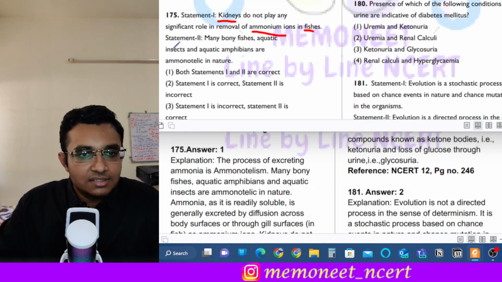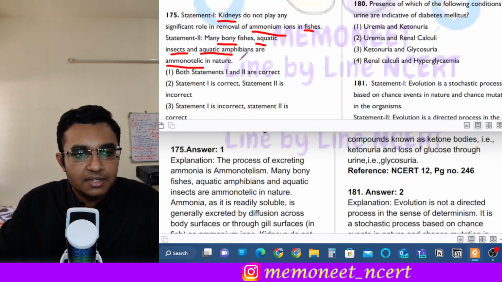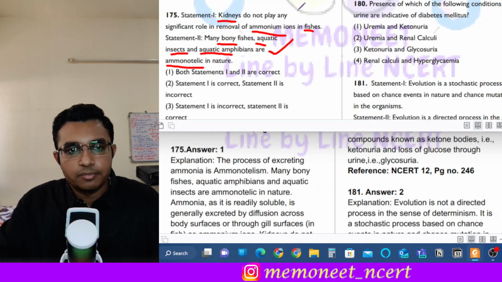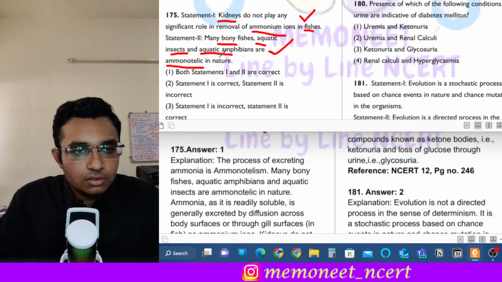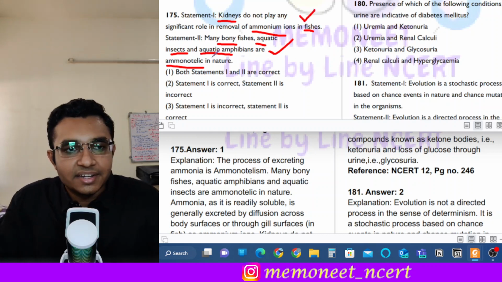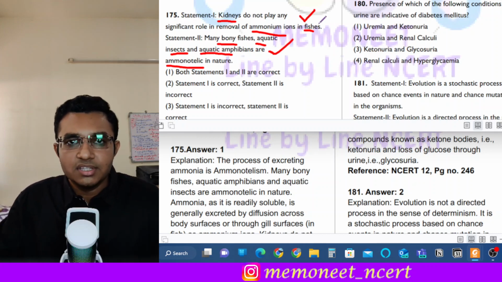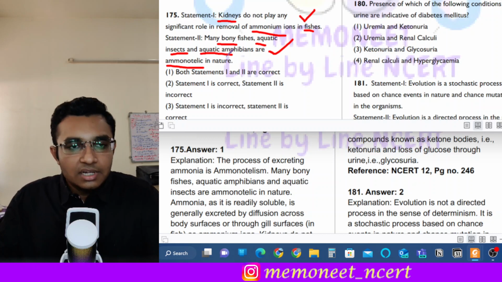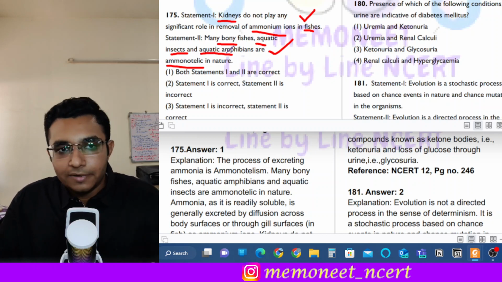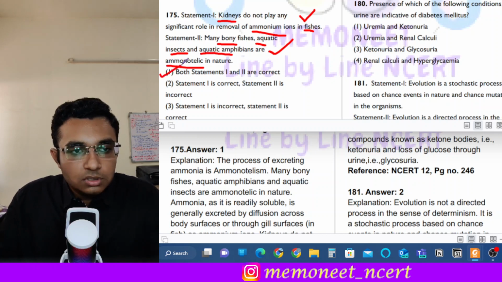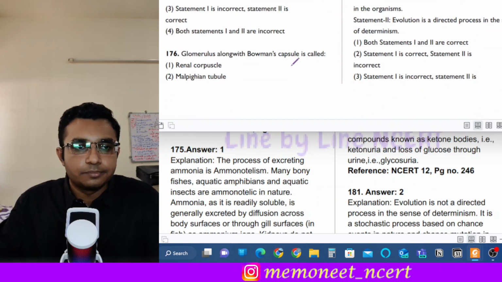The next is many bony fishes, aquatic insects, and aquatic amphibians are ammonotelic in nature. So this is also a correct statement because the bony fishes, aquatic insects, and aquatic amphibians produce their nitrogenous waste in the form of ammonia. So they are called ammonotelic. So here also both statements 1 and 2 are correct.